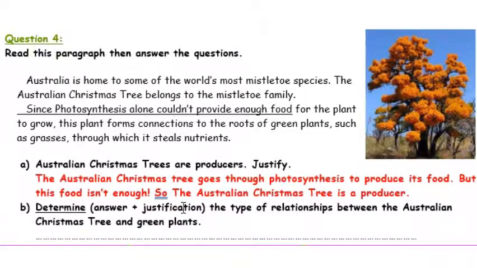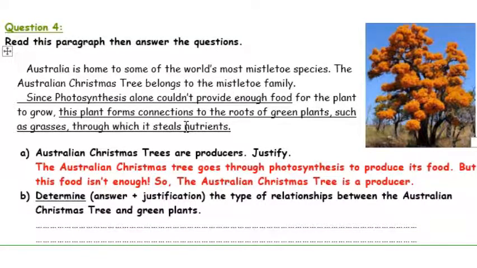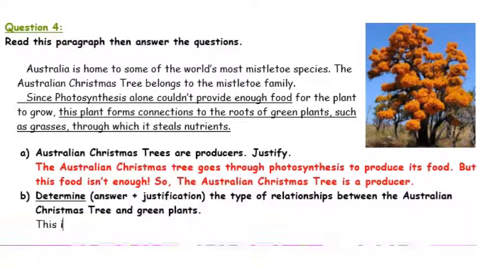Determine. When they ask us to determine, we have to justify and to explain our answers. What is the type of relationship between the Australian Christmas tree and green plants? What did they say? This plant makes connections to the roots of green plants, and it steals its nutrients. This means that the mistletoe tree is a parasite. That's right. So, this is parasitism. This is a parasitic relationship.